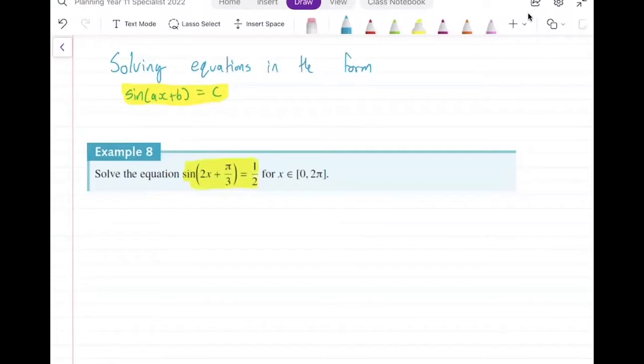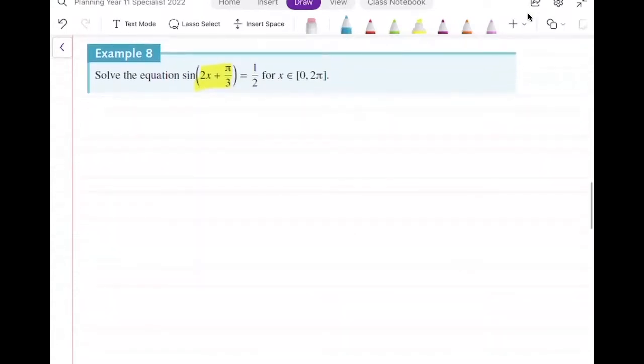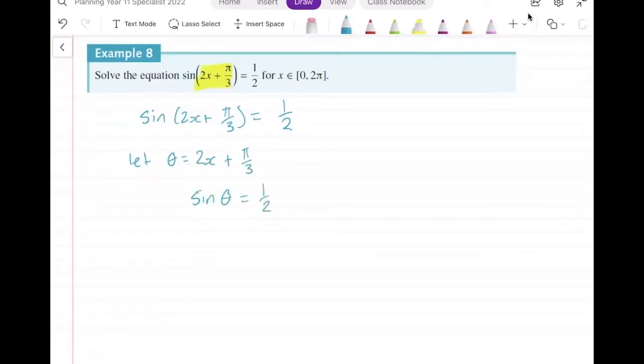And that is going to be step 1: let my angle that I have here, the angle in my brackets, equal theta. So I'm just going to write it out again: sine(2x + pi/3) = 1/2. Once I've got that part there, I'm going to let theta equal my angle, which is 2x + pi/3, which gives me a much simpler equation like so.